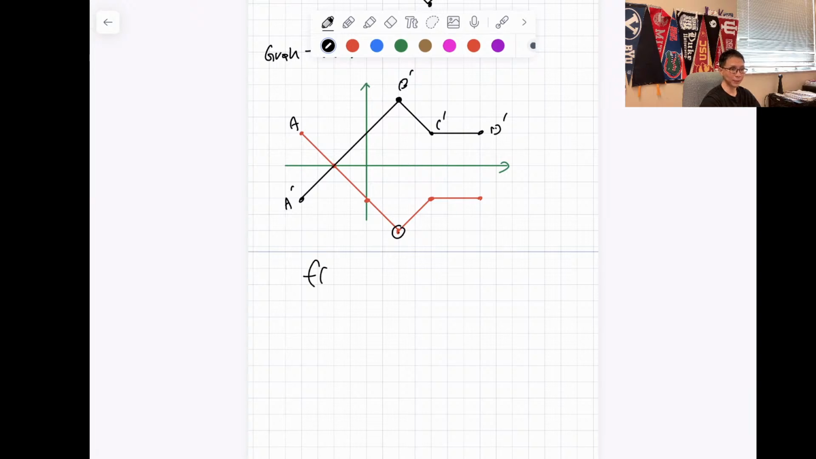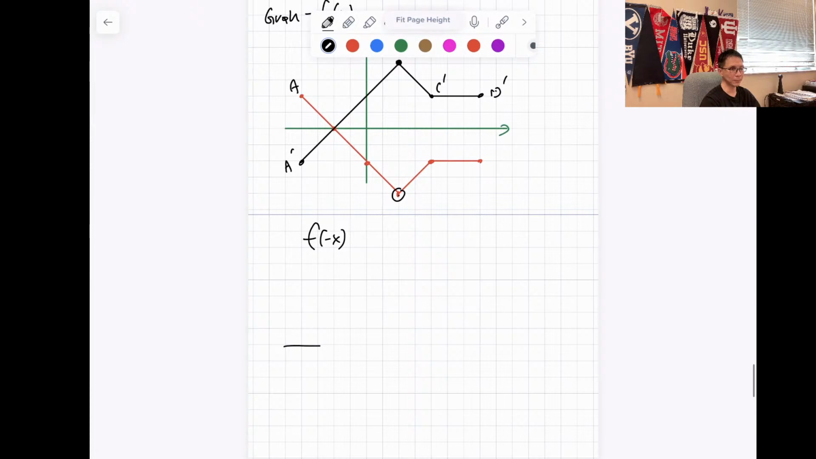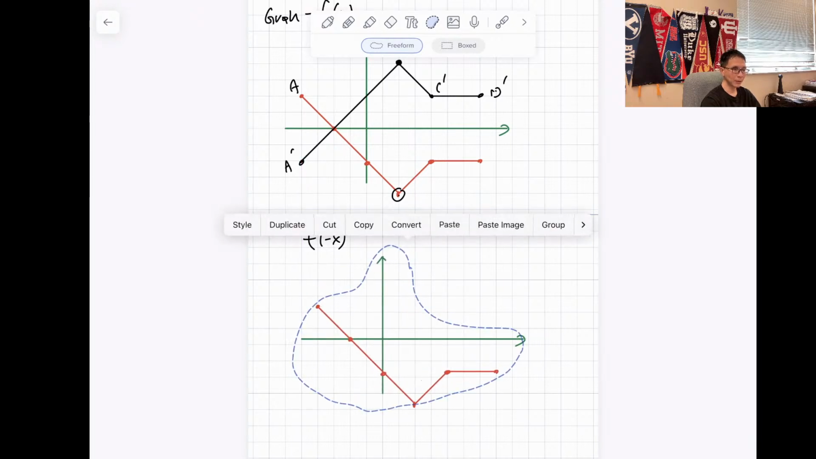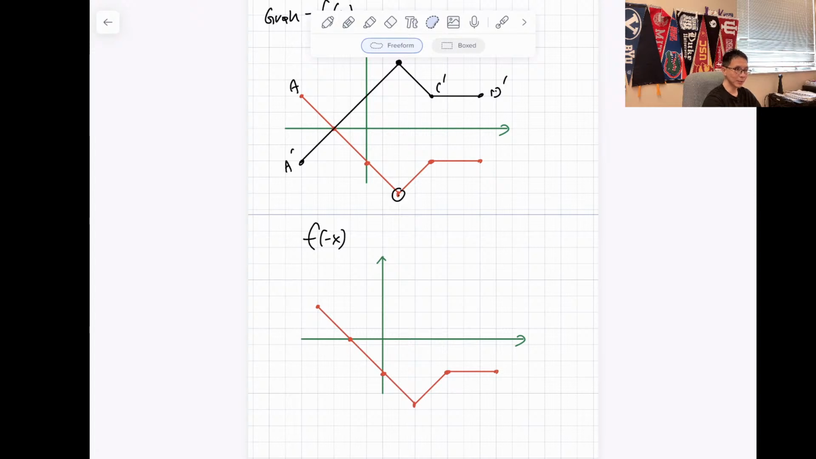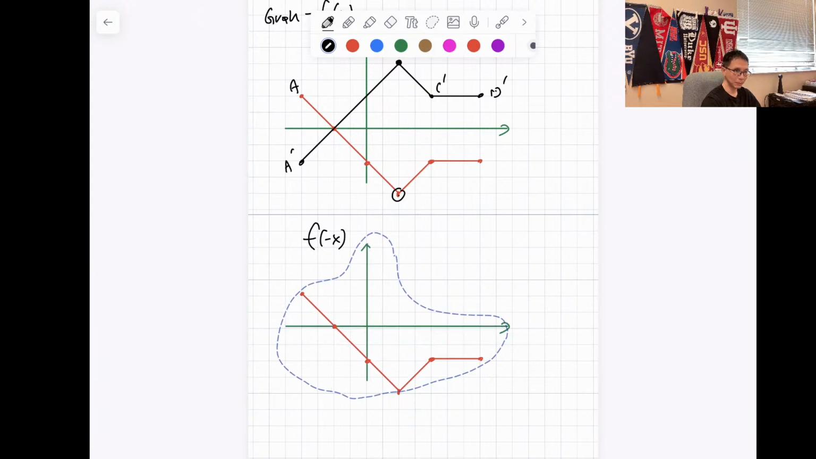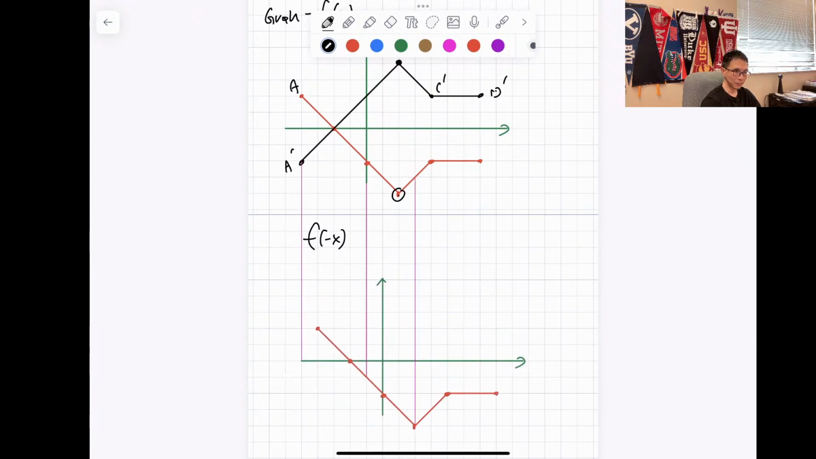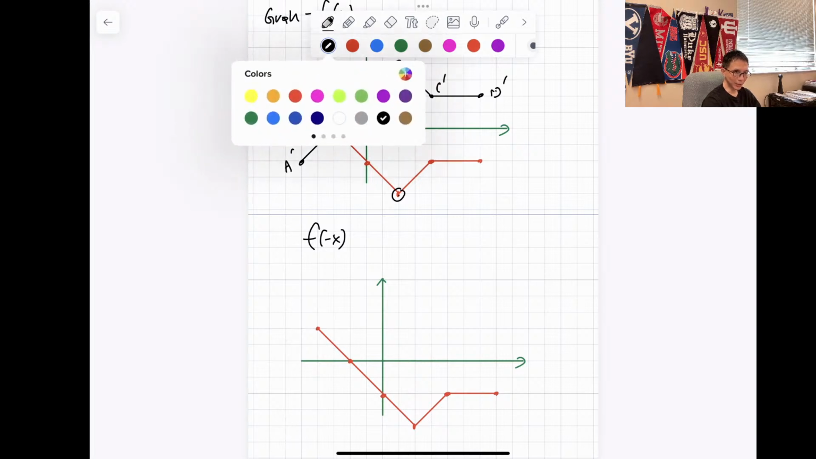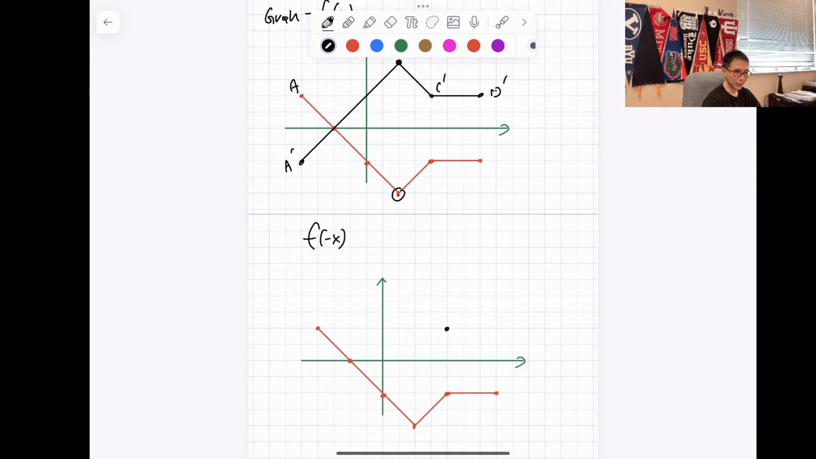Let's just say f of negative x graph. What does that do? It's reflecting across the y-axis. This one's kind of hard to think about. So I'm gonna paste it. So reflecting across the y-axis, that means this point is gonna go, A and A prime. Does that make sense?